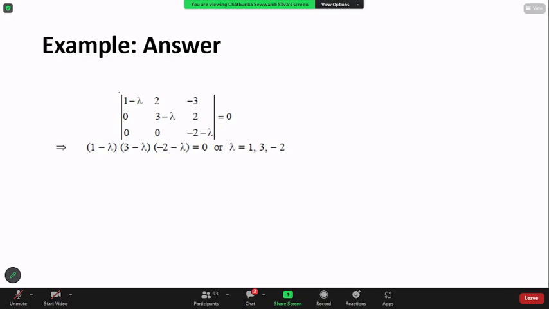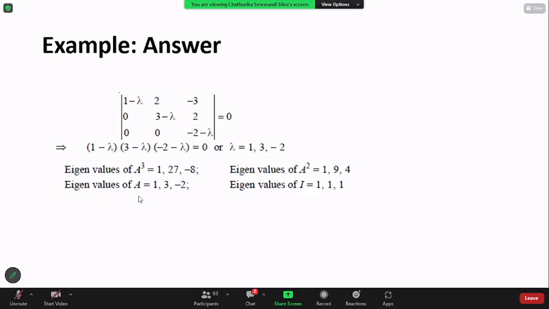Okay, so if that is the case, what is the eigenvalue for A squared? For A squared, 1, 9, 4. Then what is the eigenvalue for 6A? 6, 18, and minus 12. Okay. Right. So now you can see.